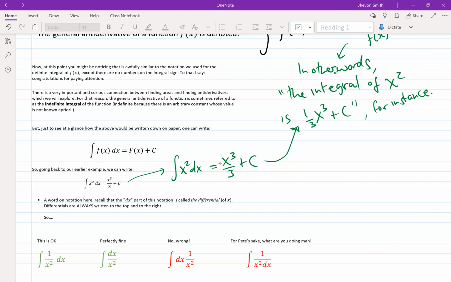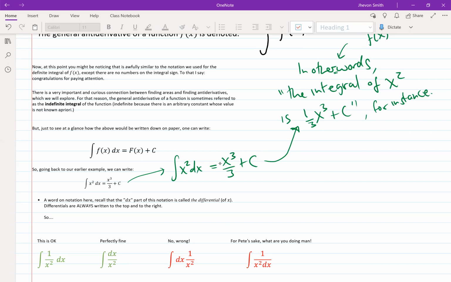The integral of x squared dx is x cubed over 3 plus c, aka the antiderivative of x squared is x cubed over 3 plus c, or the general antiderivative of x squared is x cubed over 3 plus c. This is called the indefinite integral, or the general antiderivative of this function. That's the symbol we use to represent it, and that's how we would say it, okay?